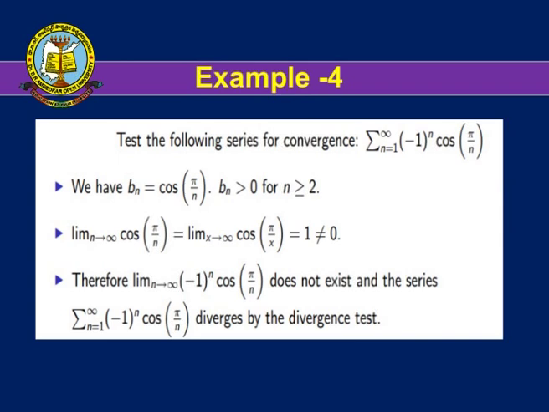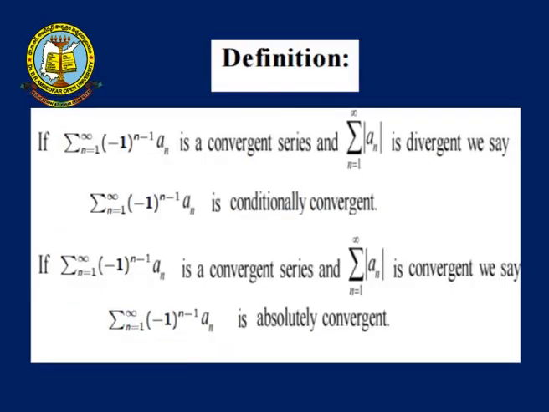Now, is it absolutely convergent or conditionally convergent? Now the definition: the sum from n equal to 1 to infinity of (minus 1) to the power of n minus 1 into an is a convergent series. Then by the Leibniz test it is a convergent alternating series, and the sum of mod an is divergent by using another test. So it is divergent and it is convergent. The alternating series is convergent by the Leibniz test, as I explained previously. If the series of mods is divergent, then the alternating series is conditionally convergent. When the sum of (minus 1) to the power of n minus 1 into an is a convergent series, and the sum of mod an is also convergent, both being convergent, then we can say it is absolutely convergent.